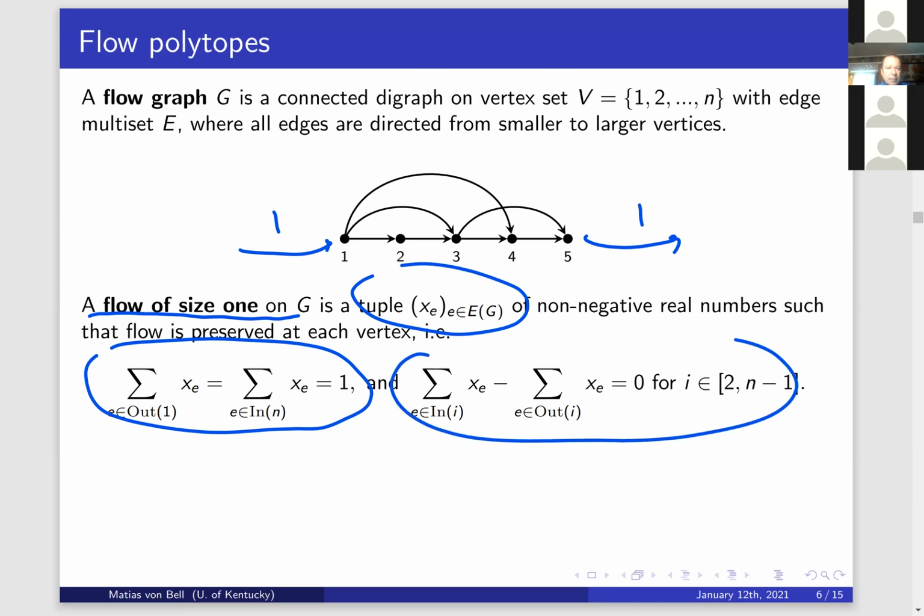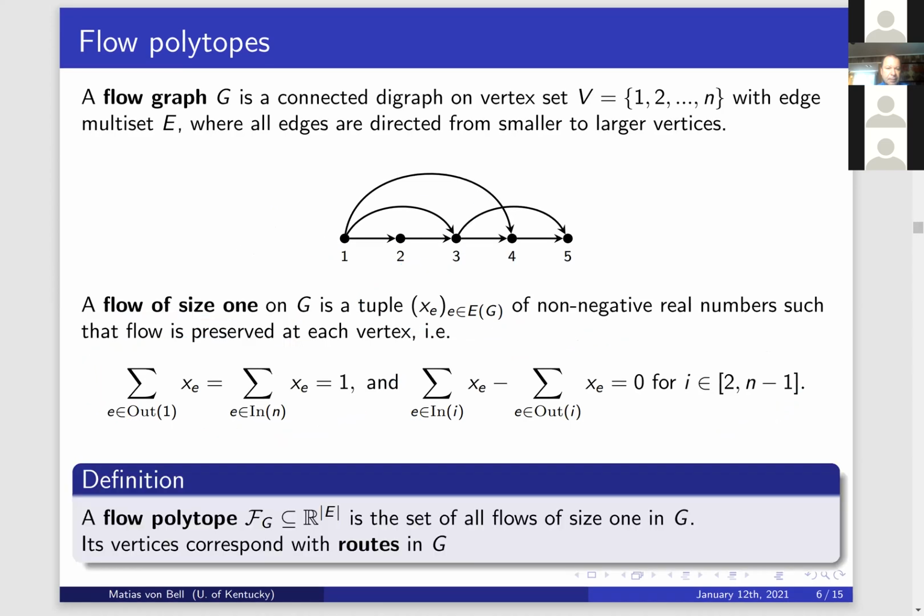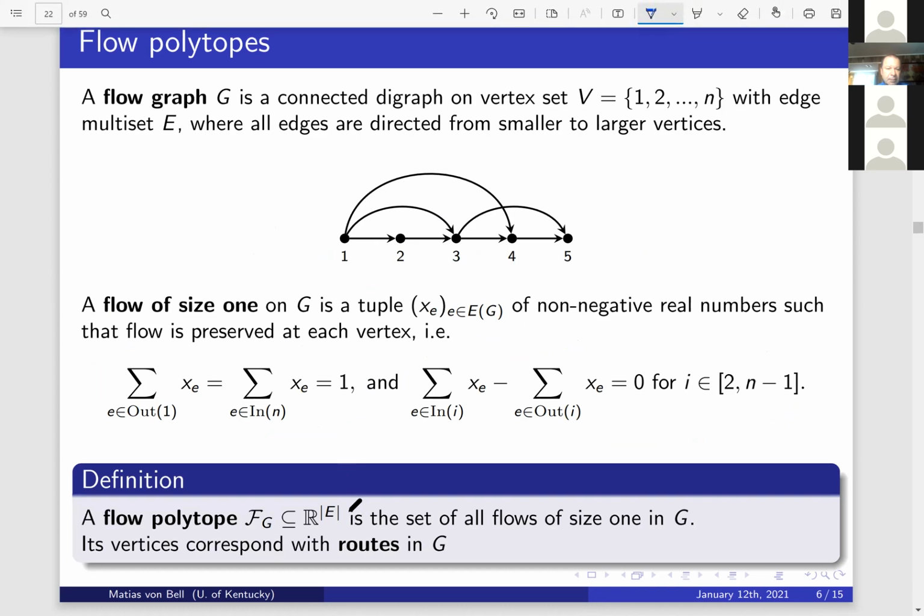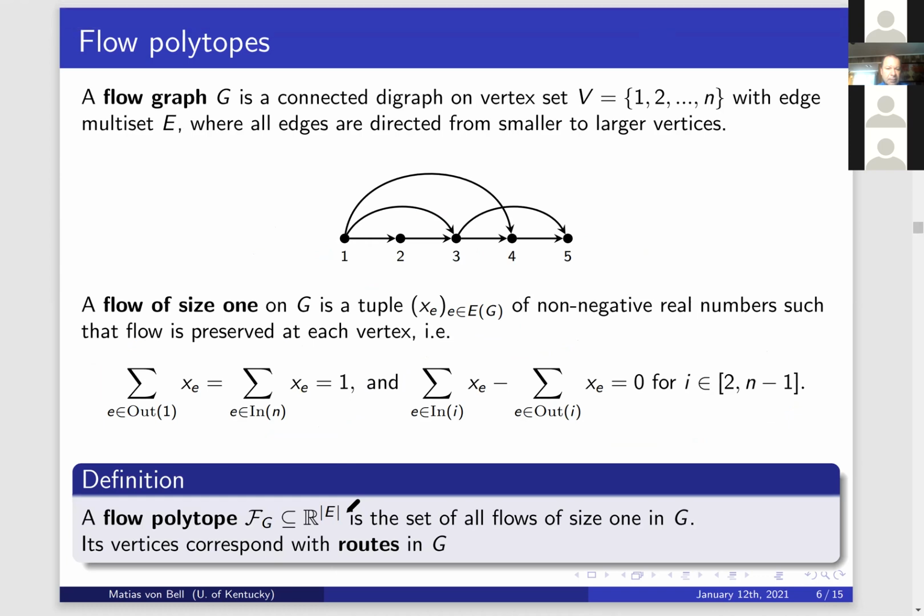And then the second set of equations tells us that the inflow and outflow at a single vertex has to be the same if it's not the source or the sink. So whatever flows in has to flow out. So if the flow is 1/2 and say 1/3 at this vertex 3, then whatever flows out has to be the sum of those. So maybe 5/6 and 0, for example. Okay, so then you collect the set of all flows of size 1, if you think of that set as living in R to the number of edges in the graph, that ends up being a convex polytope, and that's called the flow polytope of the graph.